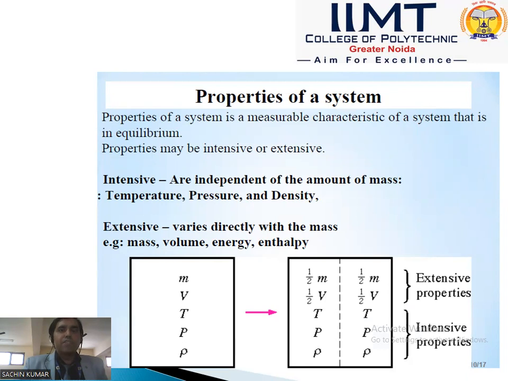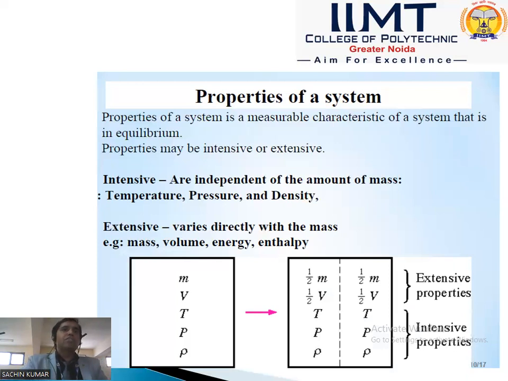Temperature, pressure, and density are all intensive properties. If we divide a room into two equal parts, and the initial temperature is T, then after dividing, the first portion has temperature T and the second portion also has temperature T, not T by 2. But in the case of volume, if a room is divided into two equal parts, the volume is divided into V by 2 and V by 2, but temperature and pressure are not divided. So an intensive property is independent of the amount of mass. Temperature and pressure are intensive properties.